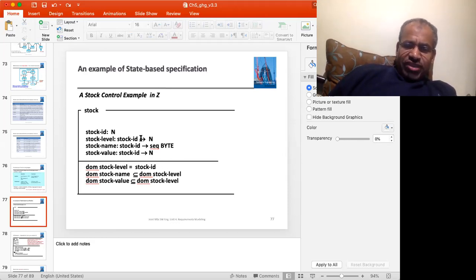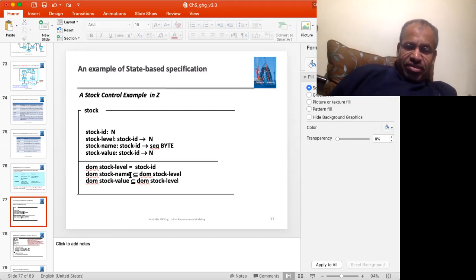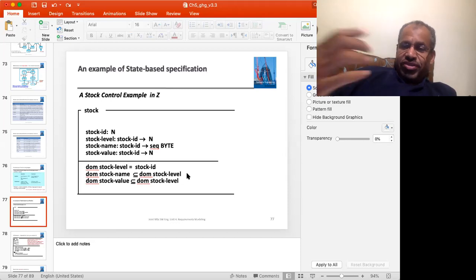Now let's look at some constraints. Now at the bottom bit, we describe the constraints that operate on the schema variables. For example, that the domain of all of the stock level is exactly the same as the stock ID, which means that every stock level would be associated with a stock ID. The other constraint says that the domain of stock name is a subset or equal to the domain of stock level, which is basically to say that you can have some stock items, you have a stock name, but without an associated stock level. So it's a new item that you intend to acquire, but still don't have a stock level for it.